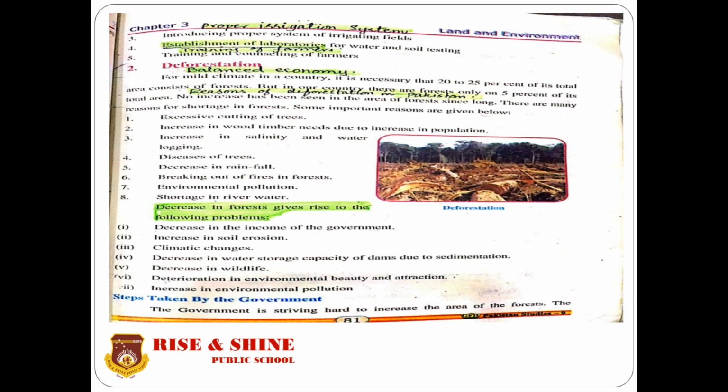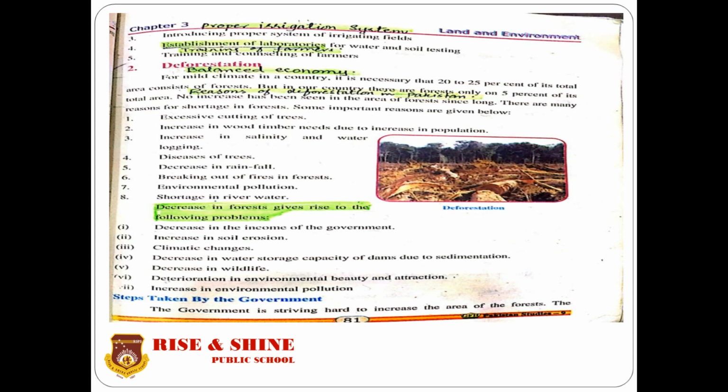Decrease in the wildlife. When the forest is cut, wild animals and birds, who live in the forest, decrease in number, as wildlife find no homes for themselves. Deterioration in the environmental beauty. Forests are the beauty of the land. By the decrease, both are affected.